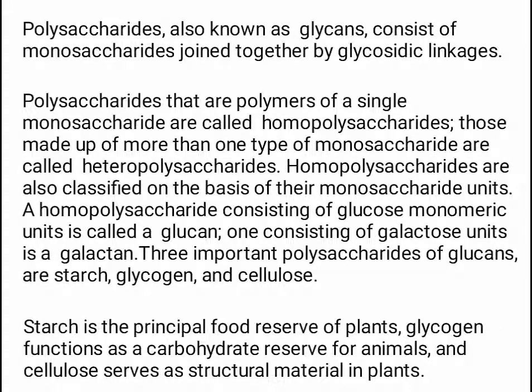Homopolysaccharides are also classified on the basis of their monosaccharide units. A homopolysaccharide consisting of glucose monomeric units is called a glucan. One consisting of galactose units is a galactan. Three important polysaccharides of glucans are starch, glycogen, and cellulose. Starch is the principal food reserve of plants. Glycogen functions as a carbohydrate reserve for animals, and cellulose serves as structural material in plants.